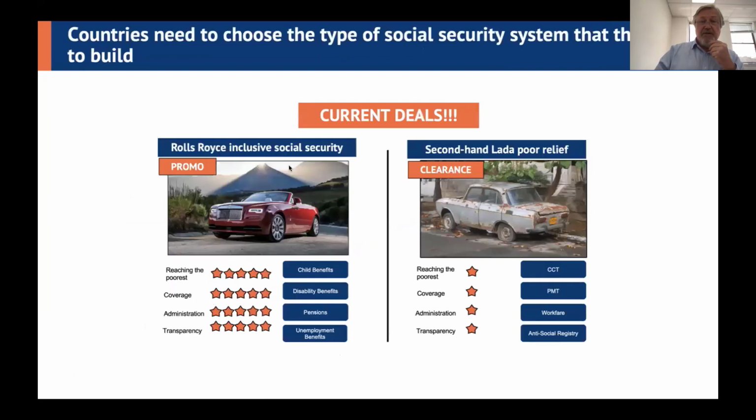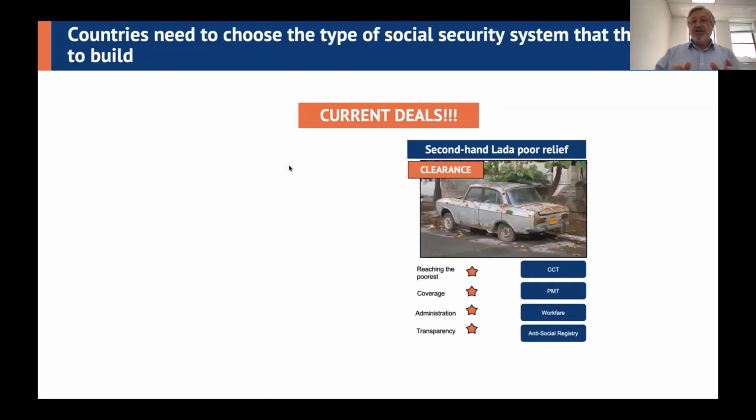So I'll just finish off here to say that I think the big choice that many low and middle income countries have, and that the EU as a development partner has to think about in the type of support they're going to give, is, if we think about it as buying a type of car, what are countries going to buy? A second-hand banger, a sort of poor relief system with conditional cash transfers, proxy means tests, workfare, these horrible social registries that have been put in place around countries that nobody's proud of. It doesn't get you very far, breaks down all the time.